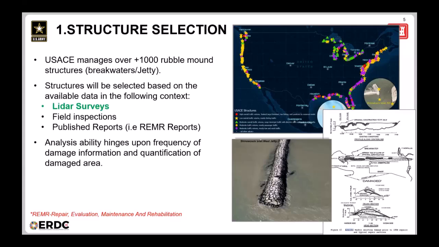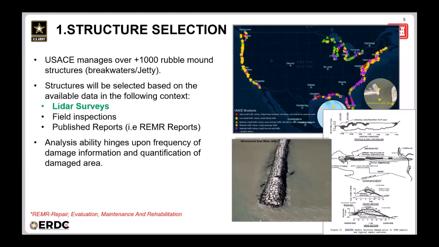So in an effort for us to be able to allocate priorities as to what system can get analyzed first, besides the obvious need that there is in the Great Lakes, is going to be hinging on that availability of data, right? So the main interest of this work unit is to be able to get LiDAR dataset surveys, so we're able to characterize the damage that has been experienced by the structure throughout the different years of operation.